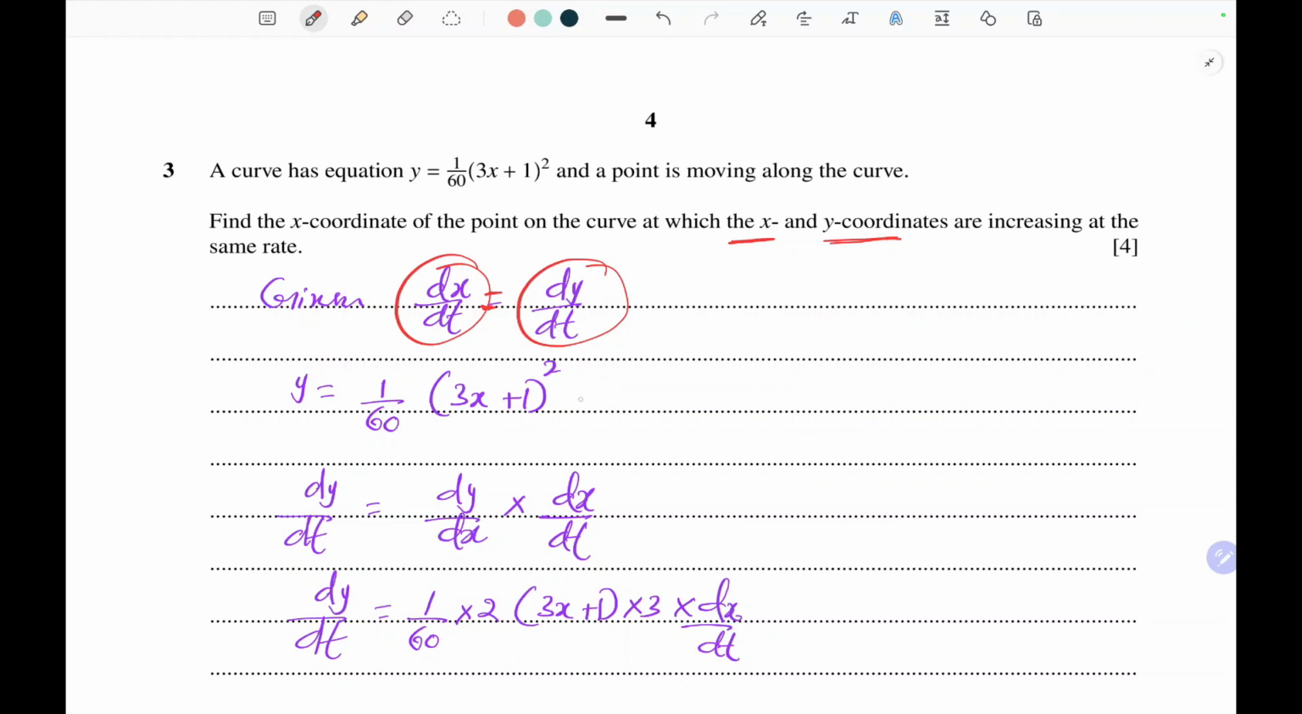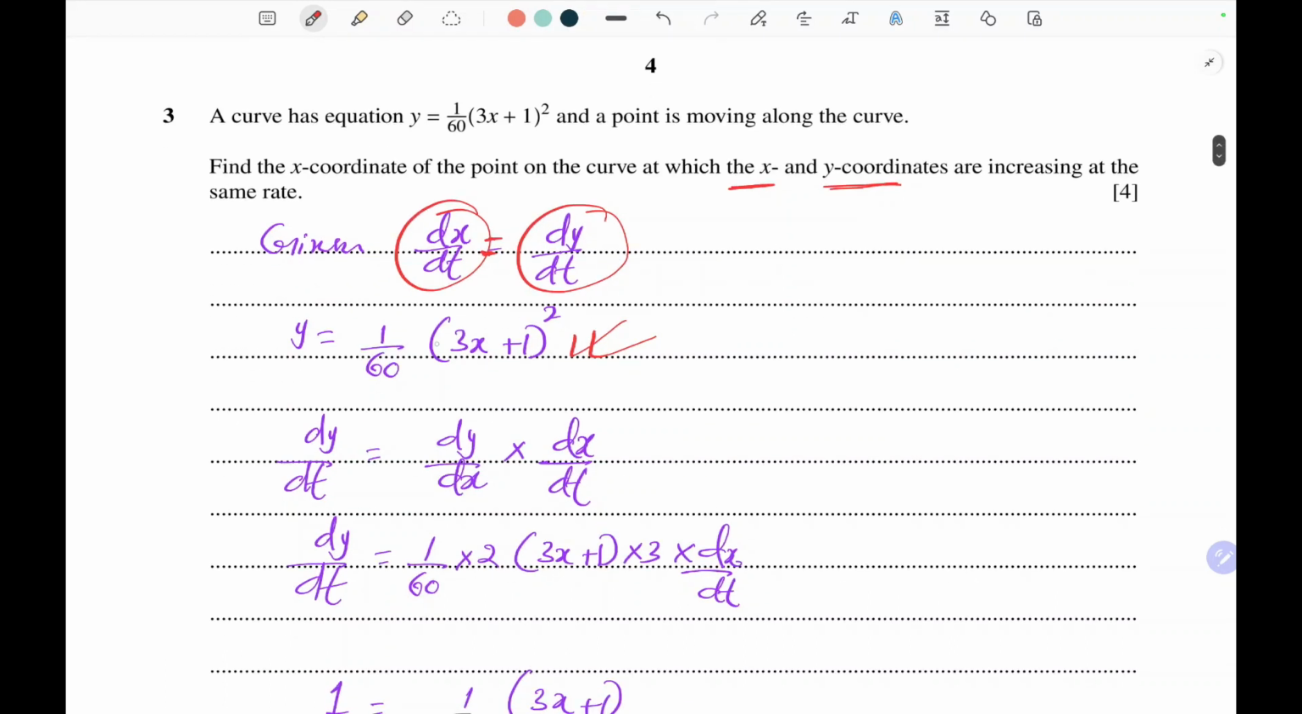Now we have y equals 1 over 60, 3x plus 1 whole square. So if we differentiate with respect to time, then we can write dy over dt as dy over dx and then dx over dt. This dx cancels, and you get dy by dt. This is the type of question where we have to do this kind of arrangement. So dy over dt, and this is dy over dx. If you differentiate this with respect to x, this is 1 over 60, this 2 will come here, so this is 2, 3x plus 1 to the power 1, and x coefficient, which is 3, and this dx over dt will be here.